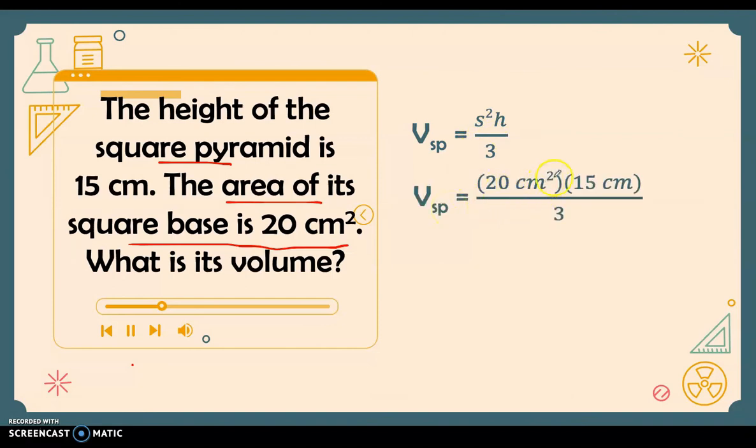square centimeters. Then we multiply it by the height, which is 15 centimeters. So again, this 20 square centimeters is not the measurement of the side, but the area of the square base. So we don't need to square it. So we have 20 times 15, we have 300 cubic centimeters. Square centimeters times centimeters, we have cubic centimeters, divided by 3. The volume of the square pyramid is 100 cubic centimeters.